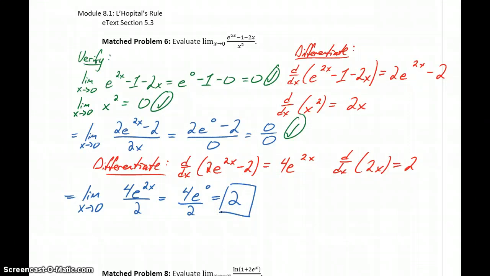So again, the same idea here as the previous problems: verifying, differentiating, and then evaluating that limit. But in this case, we were able to apply L'Hopital's rule a second time to get to that final limit.